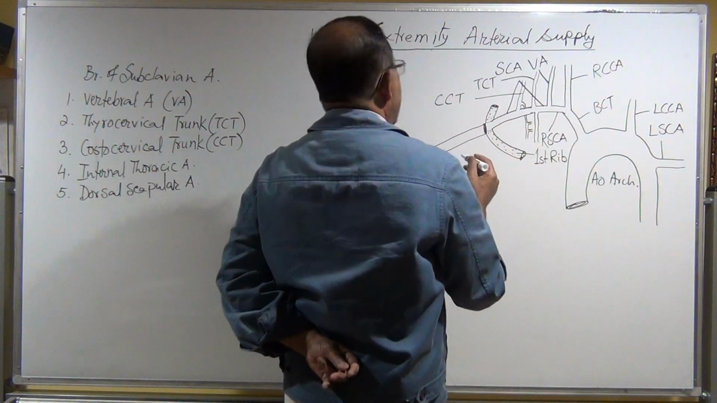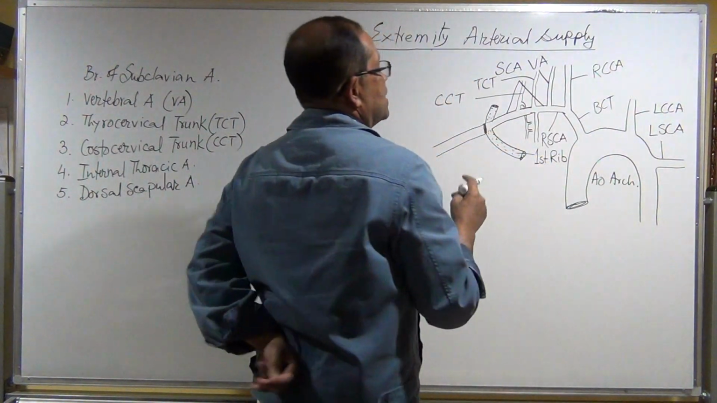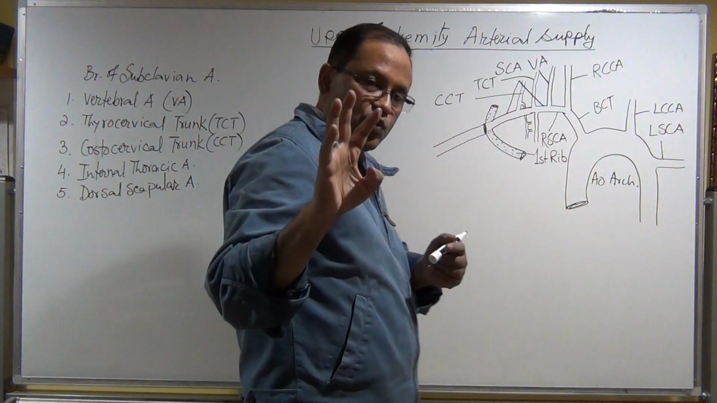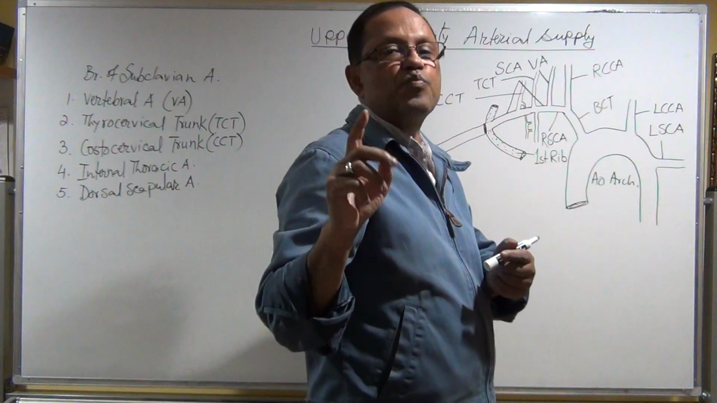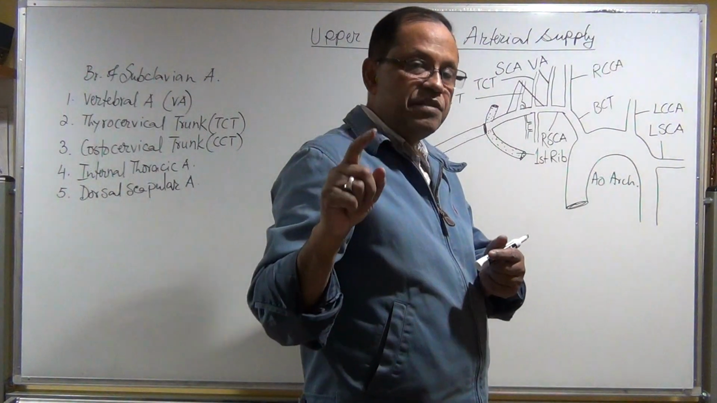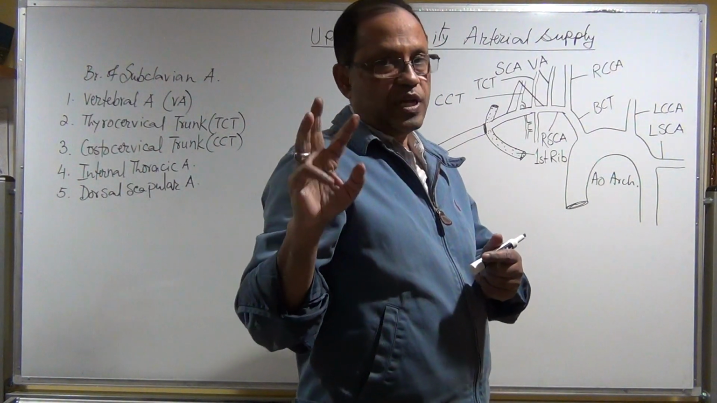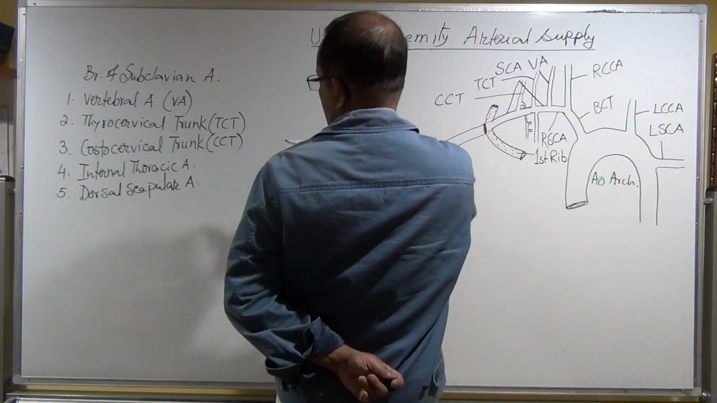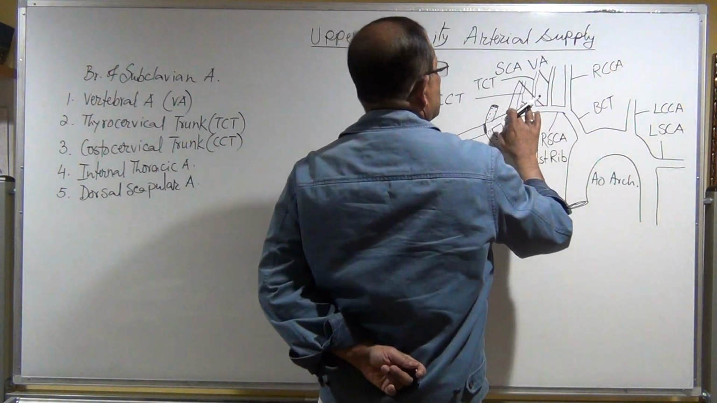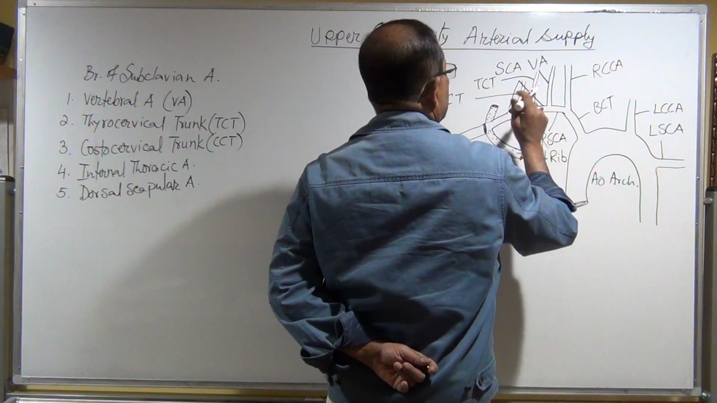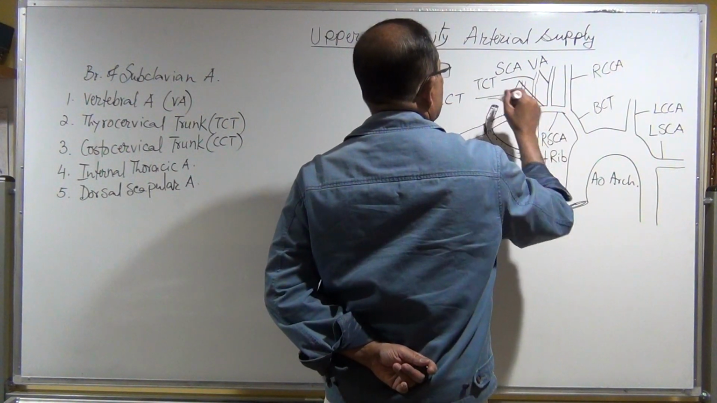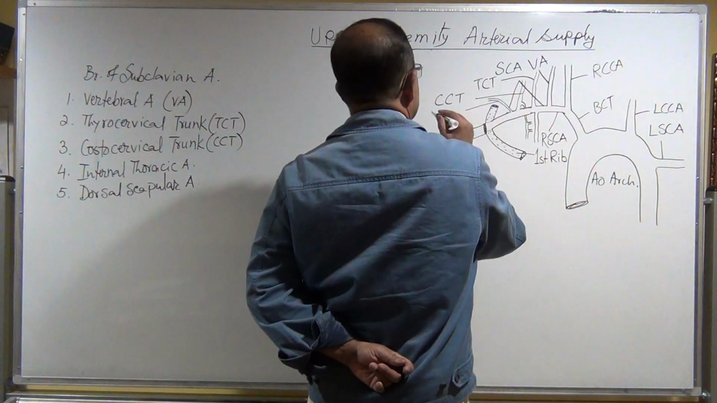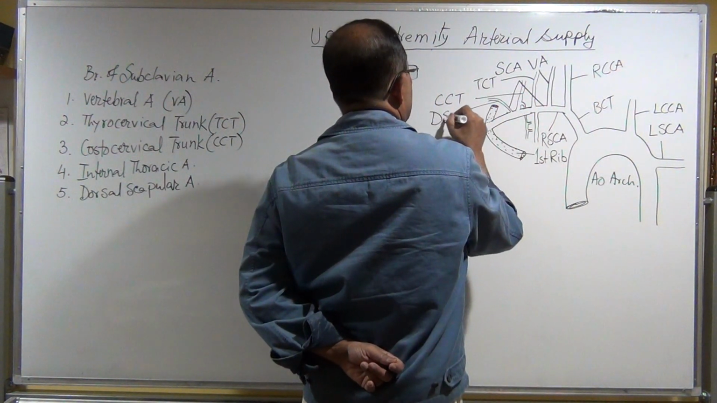Then another artery is the dorsal scapular. It supplies blood to the dorsum of the scapula. There are two strong muscles over there, supraspinatus and infraspinatus. Those two muscles are supplied by the dorsal scapular artery. So we're going to draw it here. Okay, so this is the dorsal scapular artery.